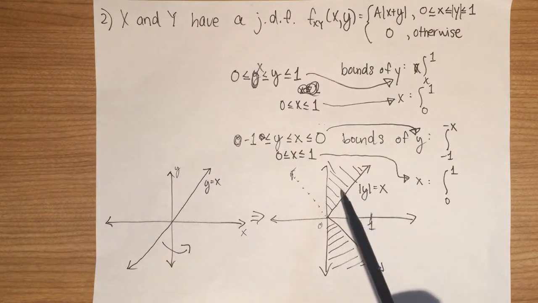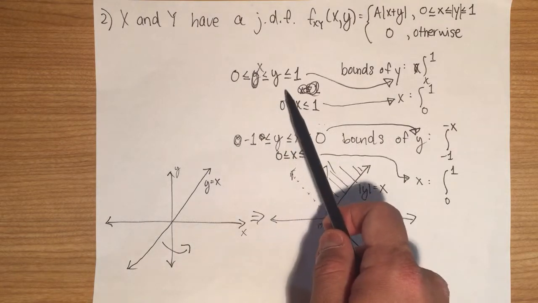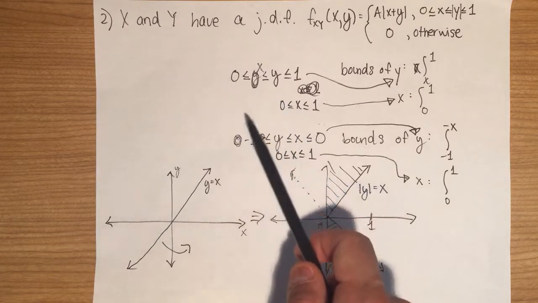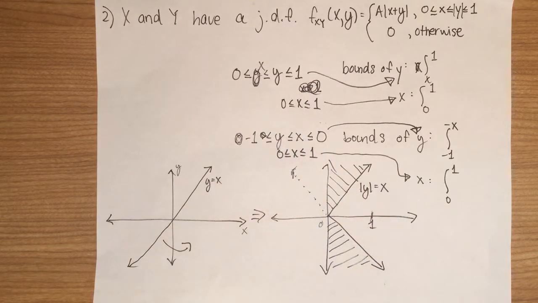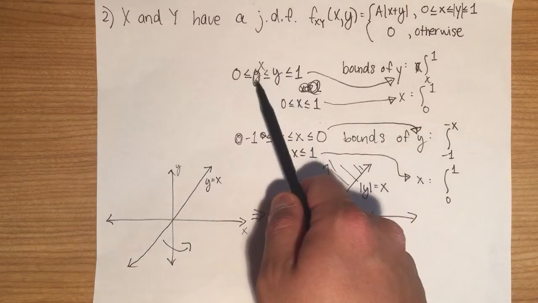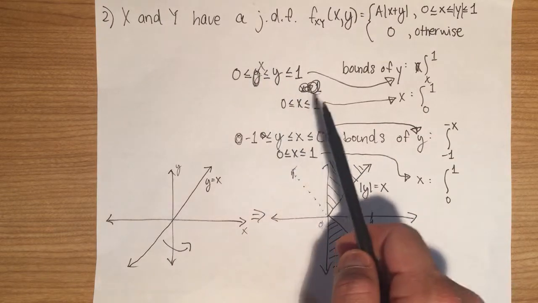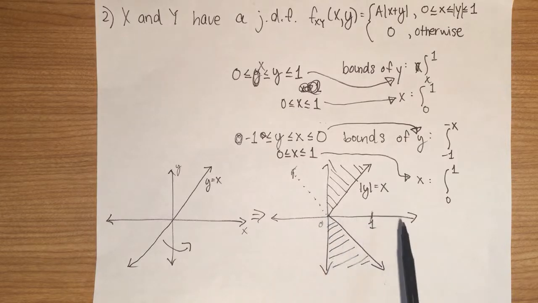So this top shaded portion is very basic. Basically, you take off the absolute value bars and you have 0 less than or equal to x less than or equal to y less than or equal to 1. So the bounds of y are from x to 1, because y is between x and 1. And the bounds of x, as you can see here, are from 0 to 1.